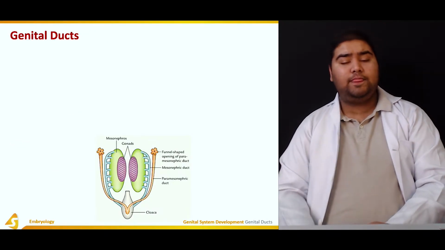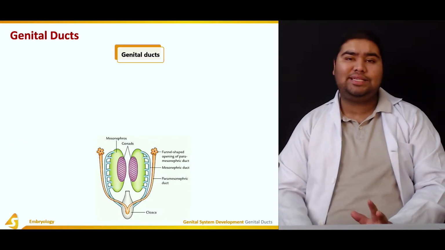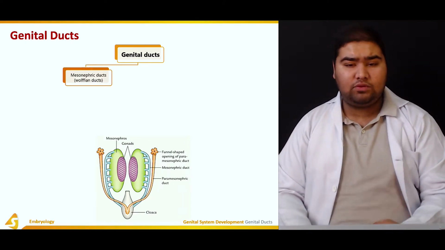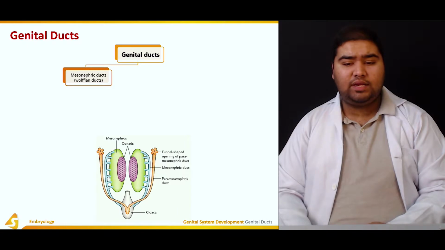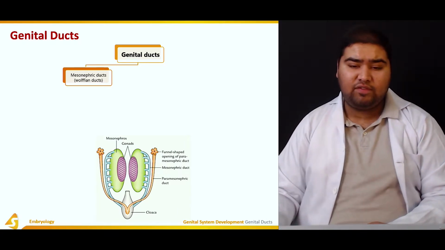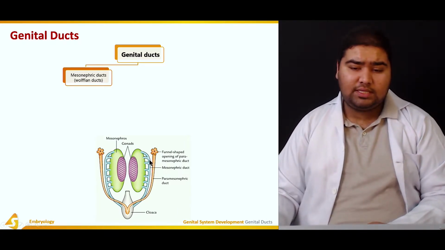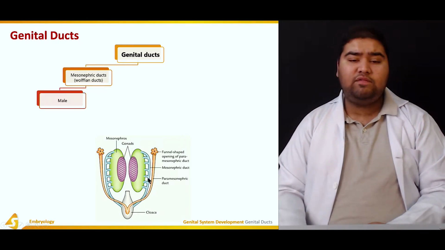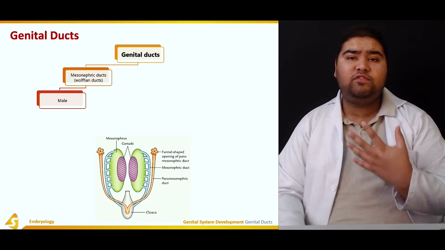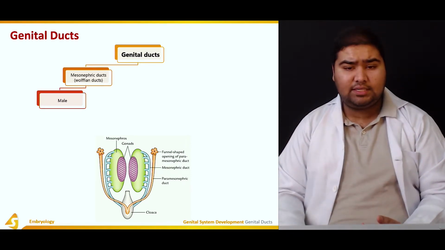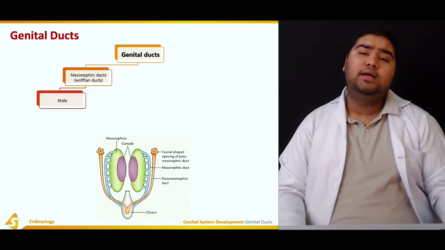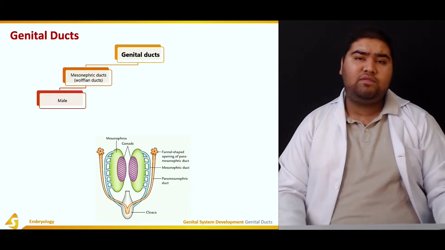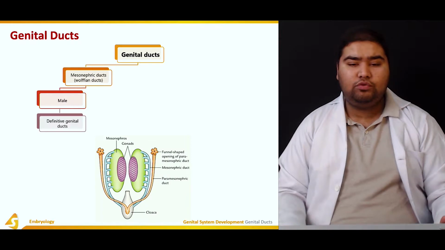So now let's see how these genital ducts form. So we have this mesonephric duct. Mesonephric duct is also known as the Wolffian duct. Referring to the figure, this in blue is the mesonephric duct. So for the mesonephric duct, there are two types of ductal systems and two fates. The embryo can either be a male or a female. Hence, the mesonephric duct can undergo two fates.